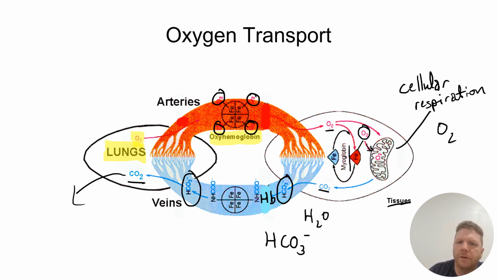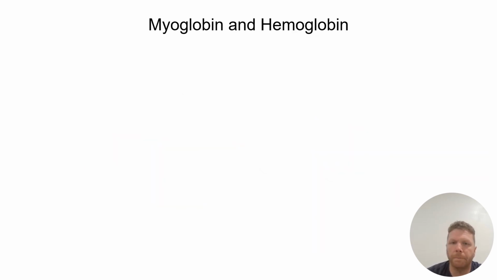So hemoglobin in this process has two major states, oxyhemoglobin and deoxyhemoglobin, which I'm just going to write HB. And think about HB as hemoglobin as opposed to the 2004 stellar movie Hellboy starring Ron Perlman.